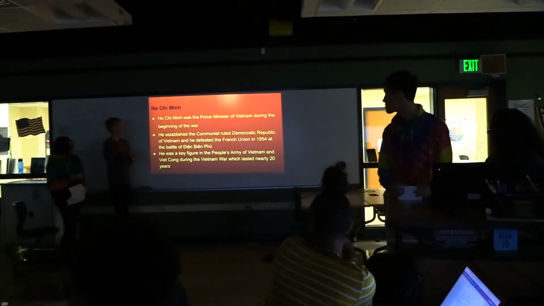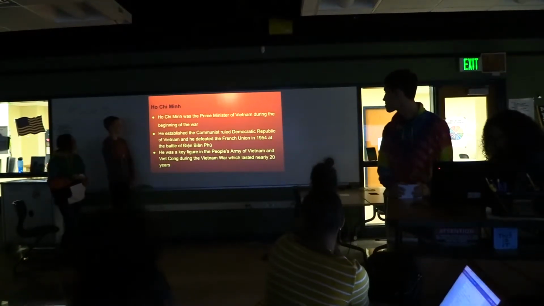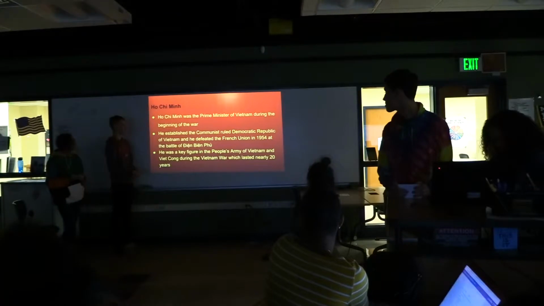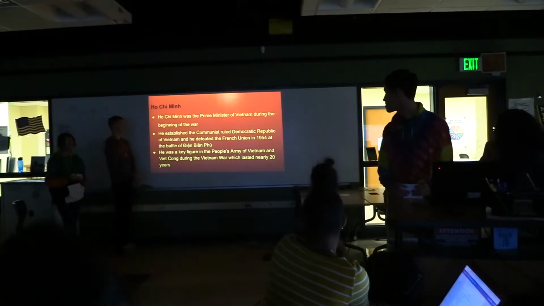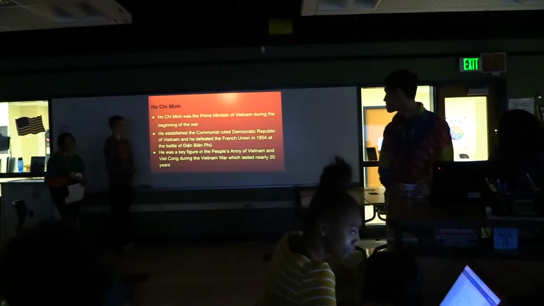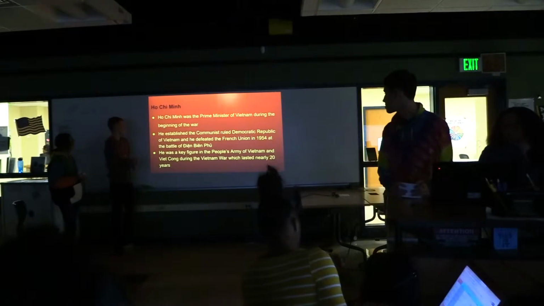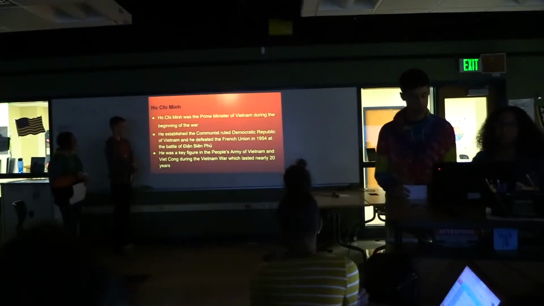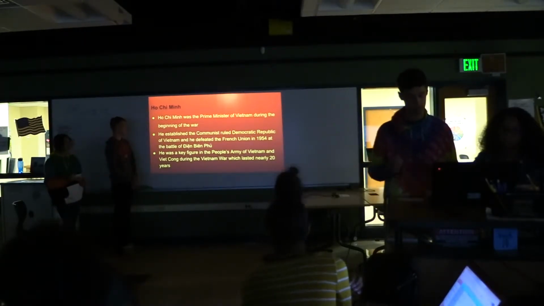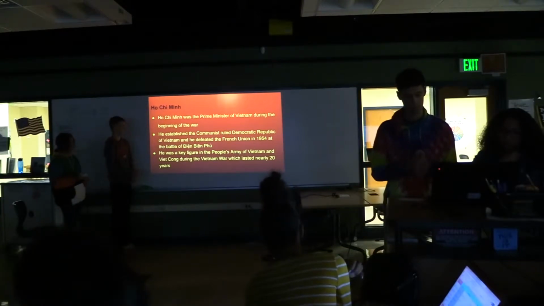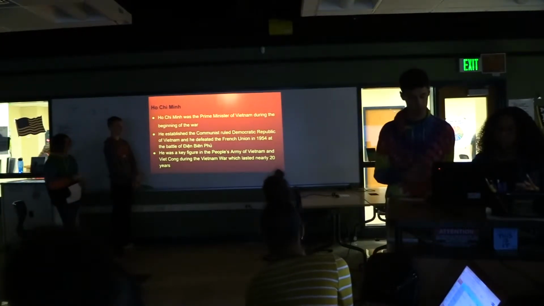Ho Chi Minh was the Prime Minister of Vietnam during the beginning of the war. He established the communist-ruled Democratic Republic of Vietnam, and he defeated the French Union in 1954 at the Battle of Dien Bien Phu. He was a key figure in the People's Army of Vietnam, or the PAVN, and Viet Cong during the Vietnam War, which lasted nearly 20 years.